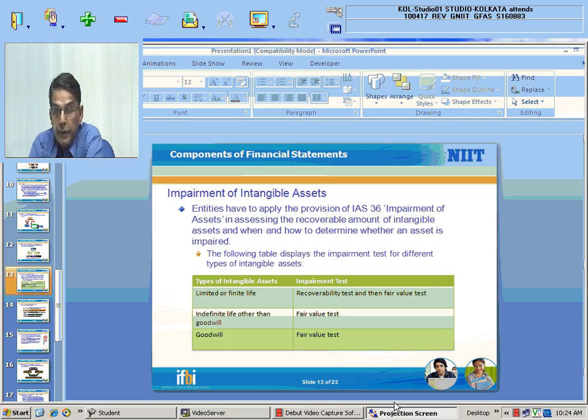And that loss has to be provided for. Impairment is covered under IAS 36; the provisions relating to impairment are available under IAS 36, which we will discuss separately. Entities have to apply the provisions of IAS 36 Impairment of Assets in assessing the recoverable amount of intangible assets and when and how to determine whether the asset is impaired. The impairment tests for different types of intangible assets are like this. For a limited or finite life asset, the recoverability test and then the fair value test. Impairment is tested by the recoverability test, how much you can recover by selling the asset, and then the fair value test. For indefinite life assets other than goodwill, we apply the fair value test, and for goodwill, it is the fair value test. We will talk about the fair value test and recoverability test afterwards in detail.